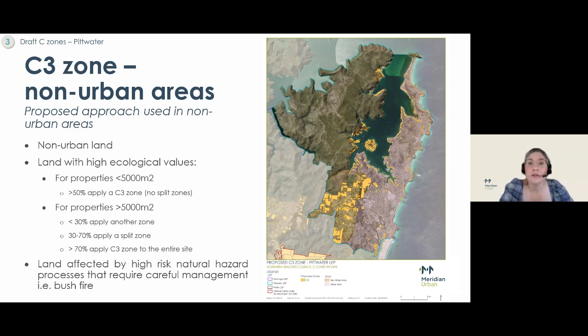The C3 zone is also proposed to be considered on land where there is a presence of high natural hazard risks, such as bushfire. The map on the right shows that most of the land proposed to be included in a C3 zone in the non-urban areas of Pittwater includes the western foreshore coastal communities, which are currently included in a C3 zone, as well as the Ingleside area, which includes properties that are predominantly covered in bushland, and as a result, some of those properties are identified as having core habitat, and also some of those properties are identified as being affected by bushfire hazard.